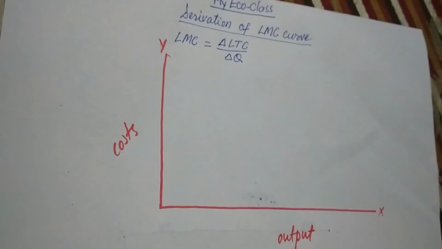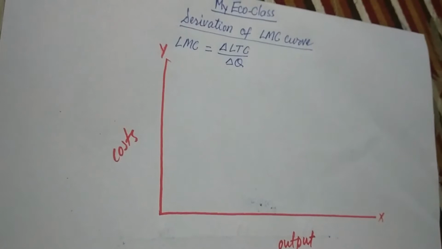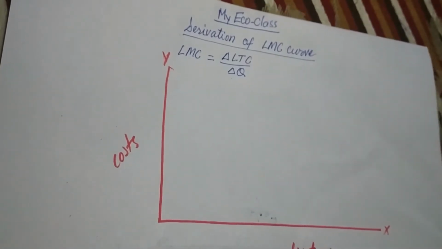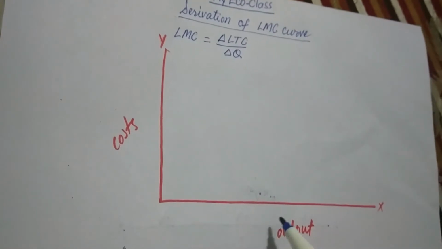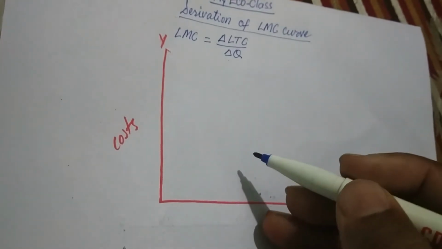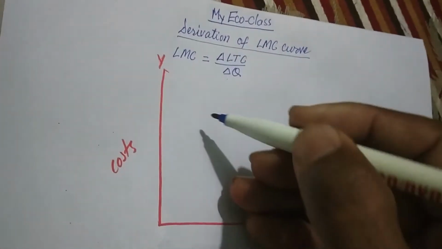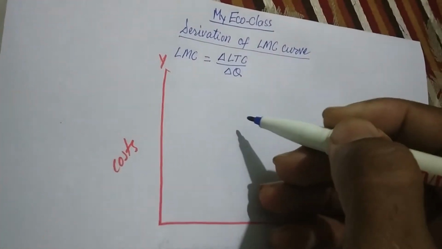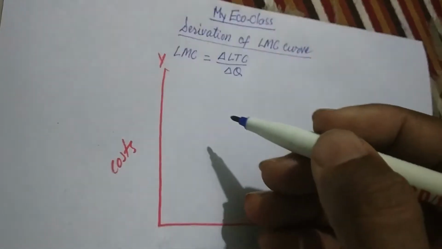As you know, in the long run the firm has a sufficient time period to change all its factors of production. As a result, the firm can also change its scale of production in order to increase the level of output. Let us suppose that the firm has installed three different sizes of plants: small size of plant, middle size of plant, and bigger size of plant.